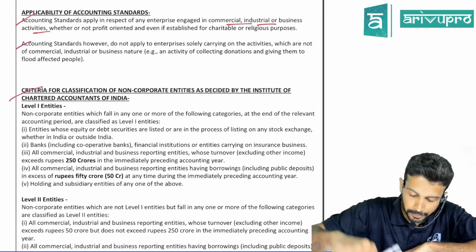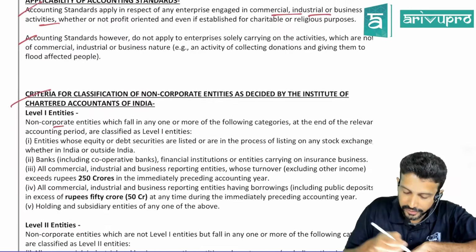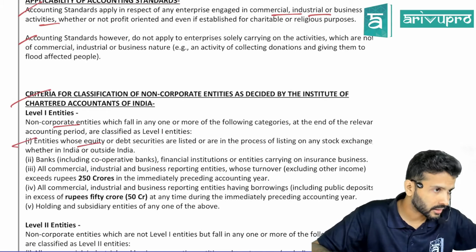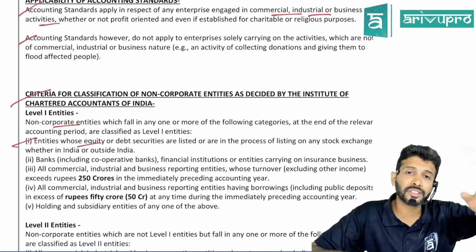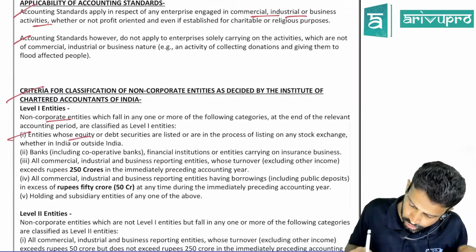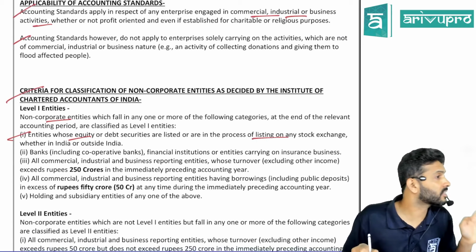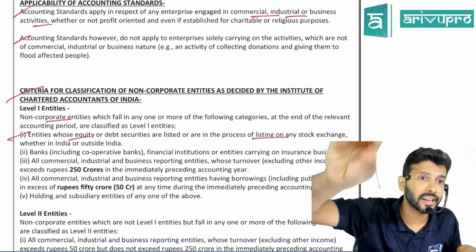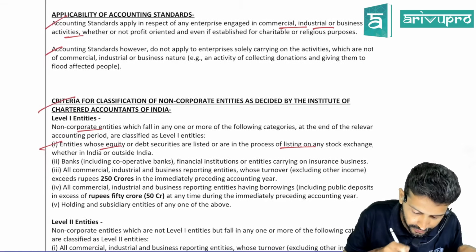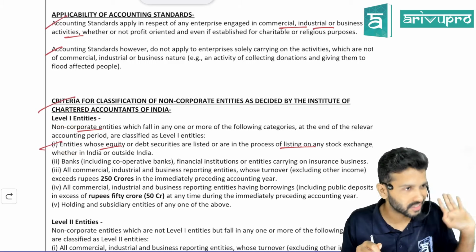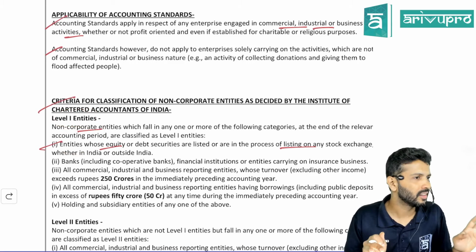Level 1 entity means it's a non-corporate entity whose equity, shares or debt is listed. Listing could be in India or abroad, or you are in the process of listing. You are already listed or you are in the process of listing. If you are such an entity, then you automatically come under level 1.